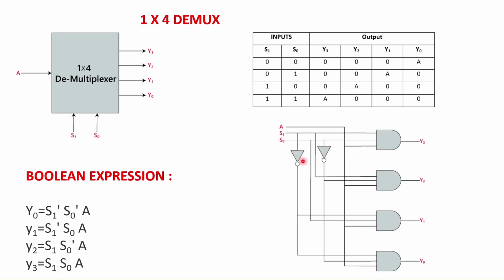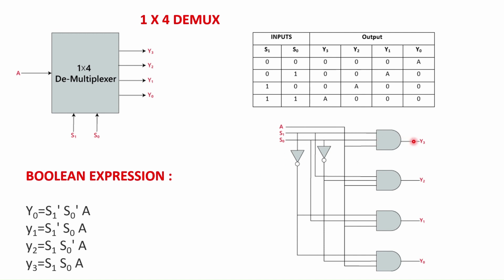There are 4 outputs Y0, Y1, Y2 and Y3, an input A and 2 selection inputs S1 and S0 bar. Y3 is derived from this AND gate. 3 inputs are given: A, S0 and S1 are given as input to obtain Y3.